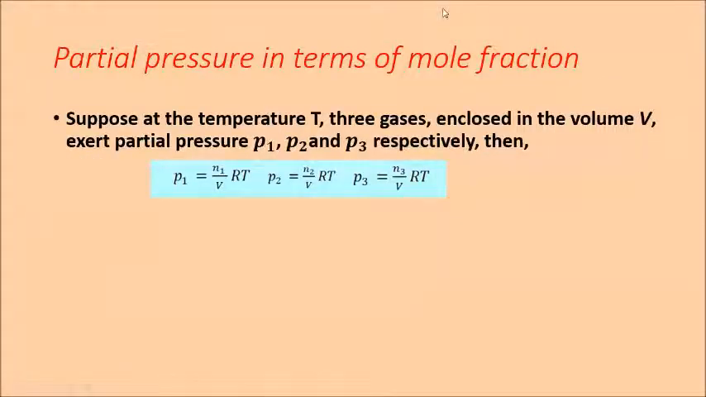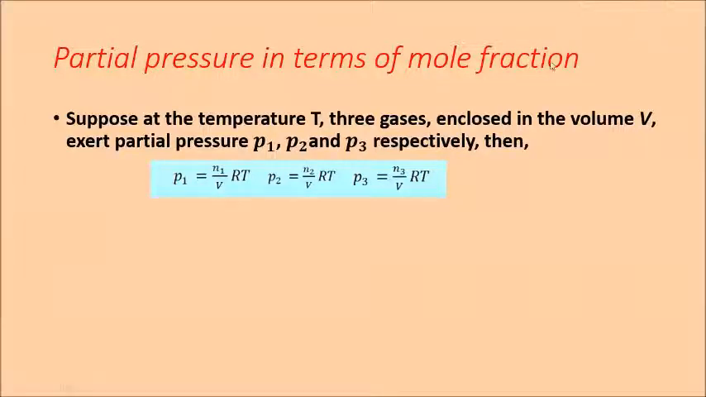Next is how we can find out the partial pressure in terms of mole fraction. Suppose at temperature T, three gases are enclosed in the volume V, and they exert some partial pressures P1, P2 and P3 respectively. Then how can we write the ideal gas equation? P1 is equal to N1 by V RT for the first gas. P2 is equal to N2 by V RT for the second gas. P3 is equal to N3 by V RT for the third gas. Like that it goes on.